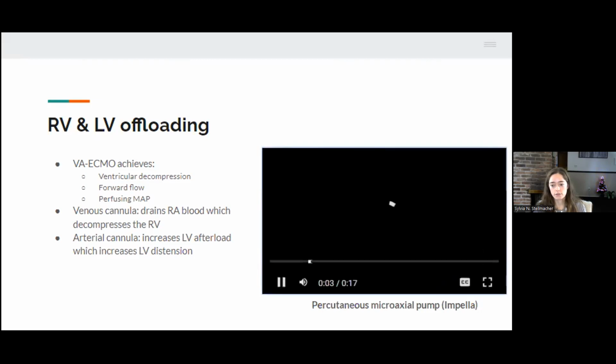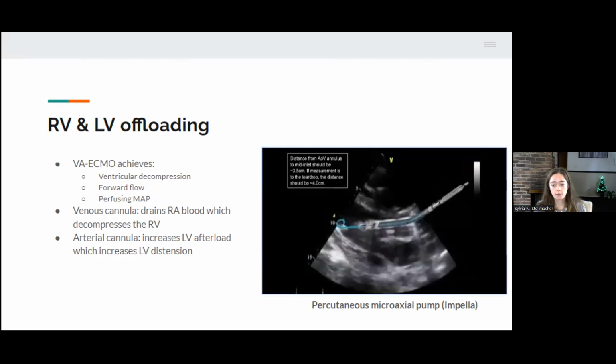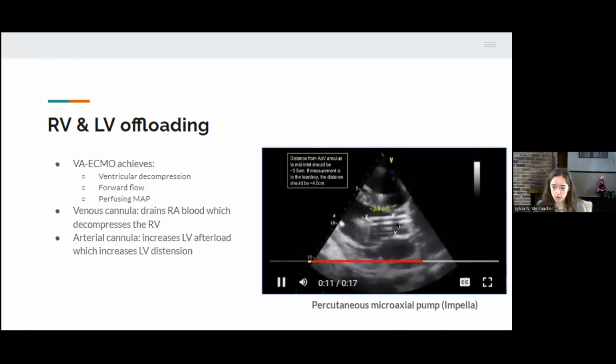One such device is an Impella, or a percutaneous microaxial pump. This is placed into the left ventricle and is a tube that is pumping blood directly out of the left ventricle. These can be placed percutaneously or surgically. And you can see here the pump is in the left ventricle going out the aorta, supplying blood to the rest of the body.